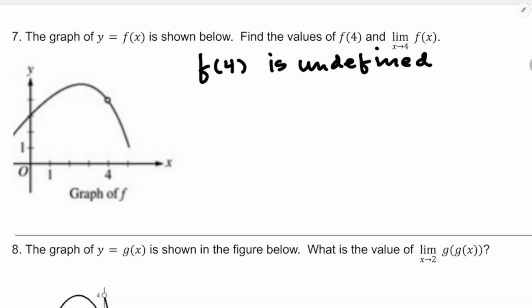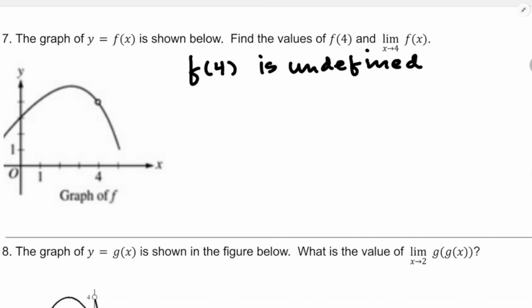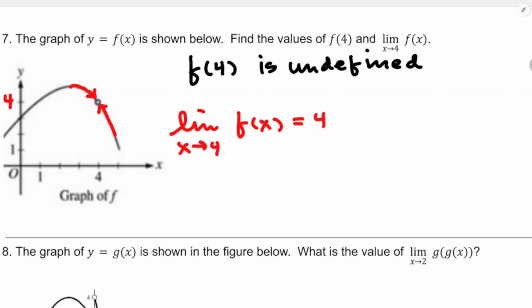And then the limit as x approaches 4 of f of x, we just need to be thinking, okay, am I approaching the same thing from the left and the right? And I am. It looks like x equals 4, y equals 4. So I'm going to say that the limit as x approaches 4 of f of x is equal to 4, like that 4 right there. I know that might be a little confusing. But although f of 4 is undefined because of that hole in the graph, from both sides the output values of f, y, are approaching 4 as x gets closer to 4.